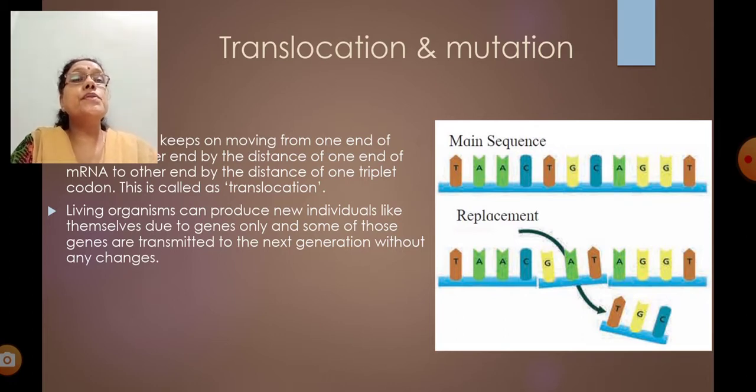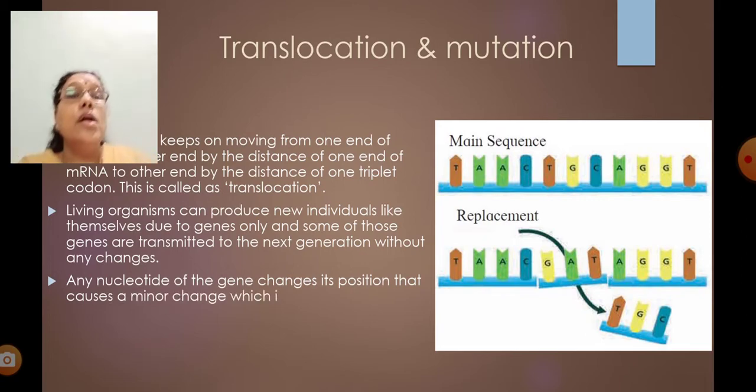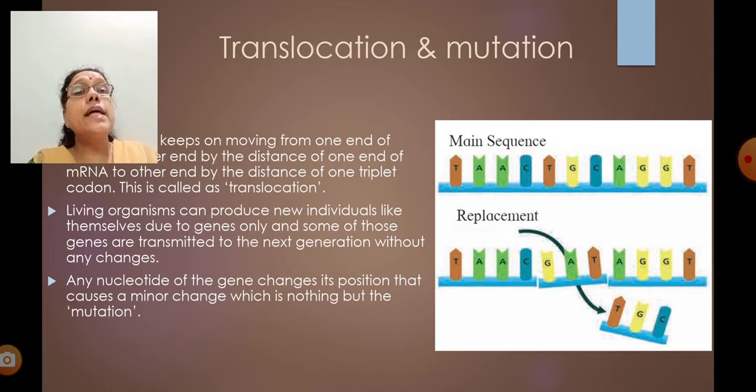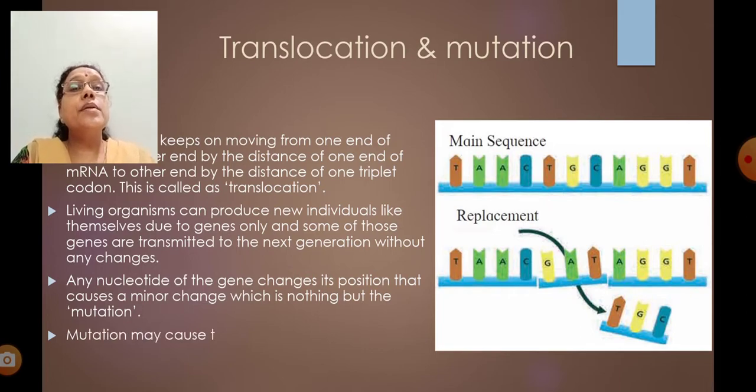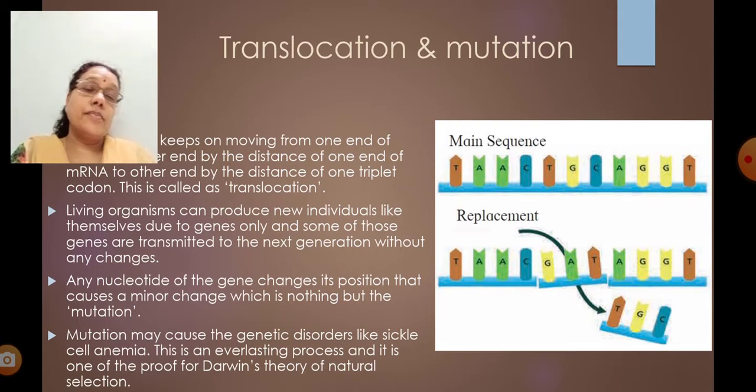Living organisms can produce new individuals like themselves due to genes only, and some of those genes are transmitted to the next generation without any changes. If any nucleotide of the gene changes its position, that causes a minor change, which is nothing but the mutation. In the second diagram, you can see some of the amino acids are replacing, and due to that, some children have birth defects because of the mutation in their genes. Mutation may cause genetic disorders like sickle cell anemia. This is an everlasting process, and it is one of the proofs for Darwin's theory of natural selection. That is about mutation.